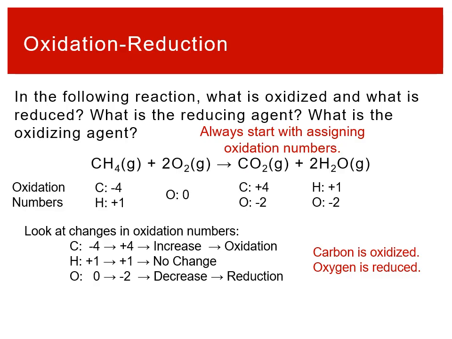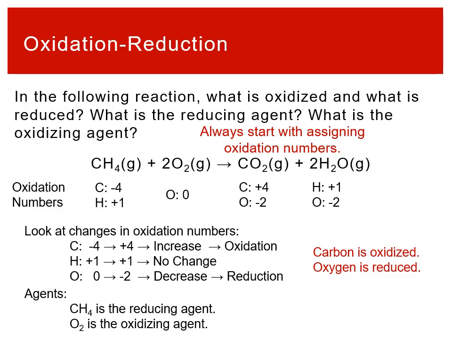The next question was the agent question. And so in that case, we want to look at assigning particular compounds. So we can see that carbon was oxidized. That means the molecule that carbon was in, in this case the CH4, is the reducing agent because it made the other thing do reduction. O2 is then the oxidizing agent. Okay, so oxygen was reduced here, but the O2 molecule was the oxidizing agent.